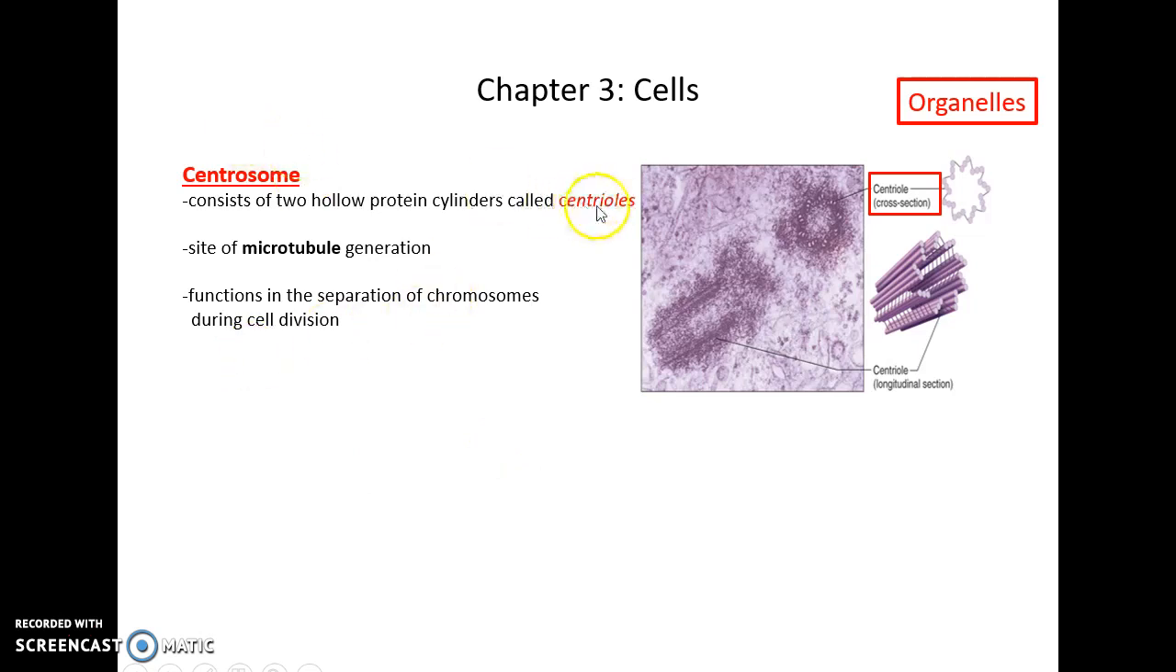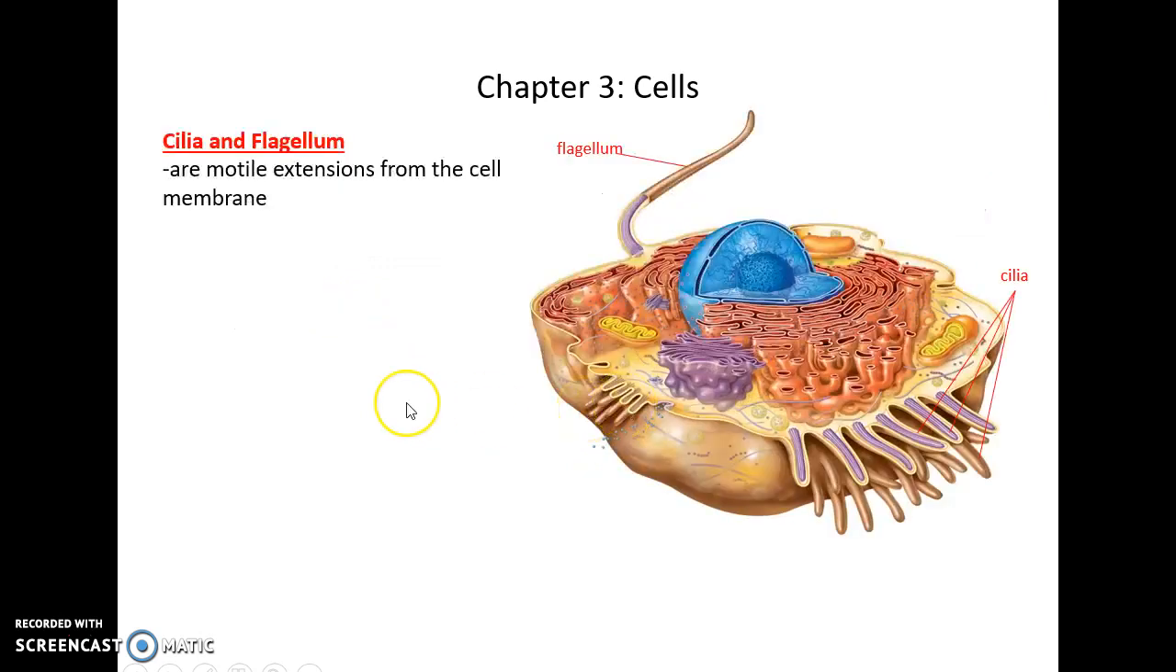In the centrosome are two special cylindrical structures called centrioles that are the most active portion of the centrosome. And again, centrosomes do many things, including having a large role in helping to separate chromosomes during cell division.